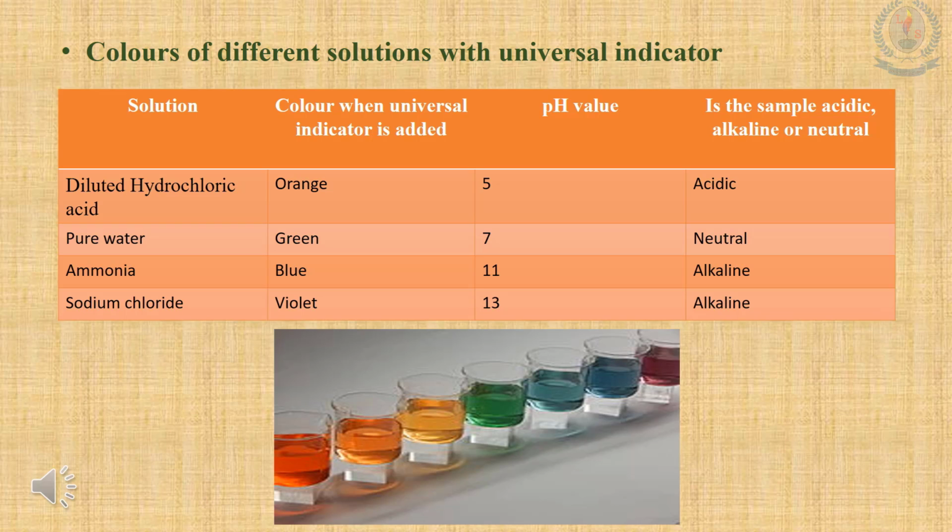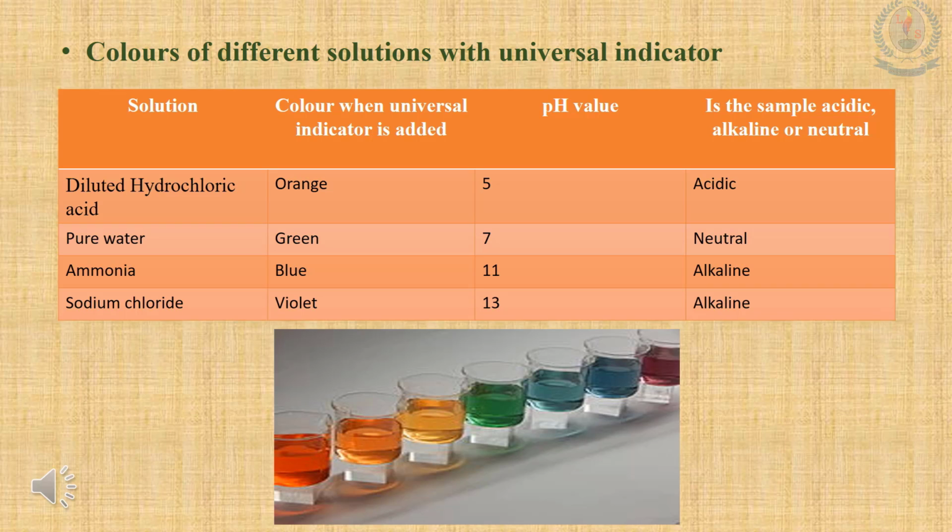Now let's see the colors of different solutions with universal indicator. First, let's add universal indicator into diluted hydrochloric acid. When we add universal indicator into diluted hydrochloric acid, it gives orange in color. We can assume the pH value as 5. The sample is acidic.